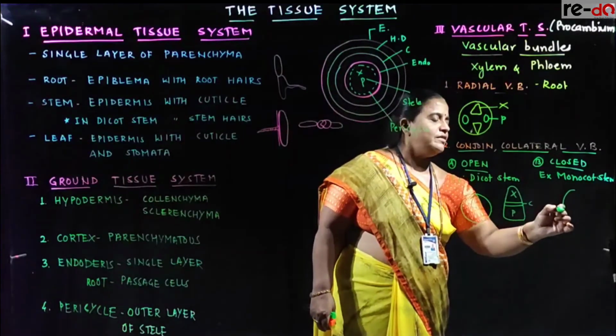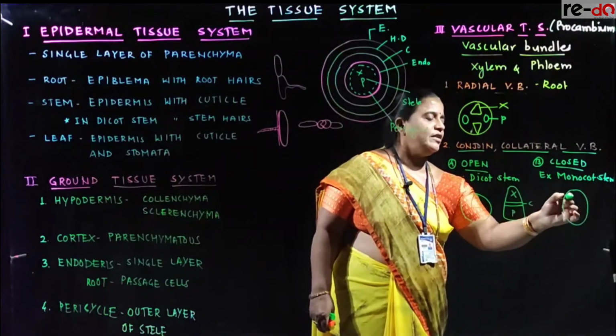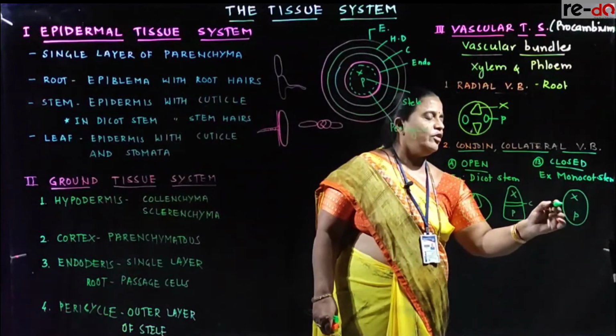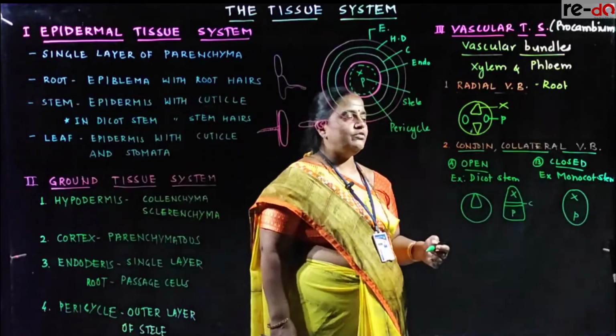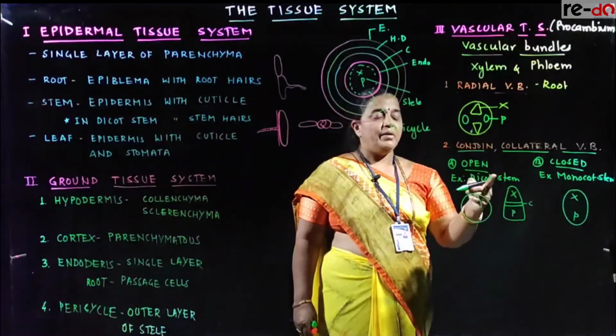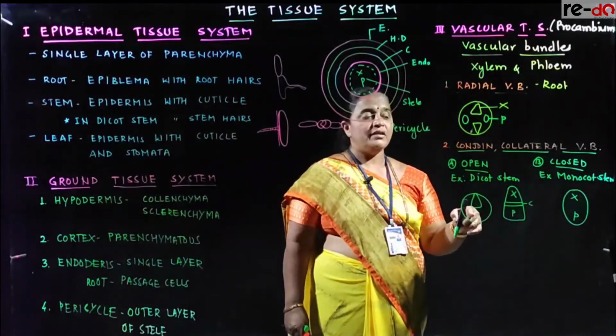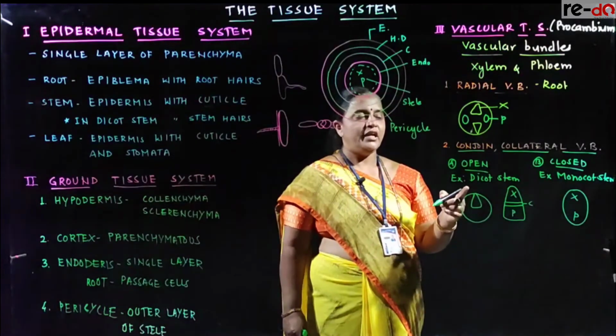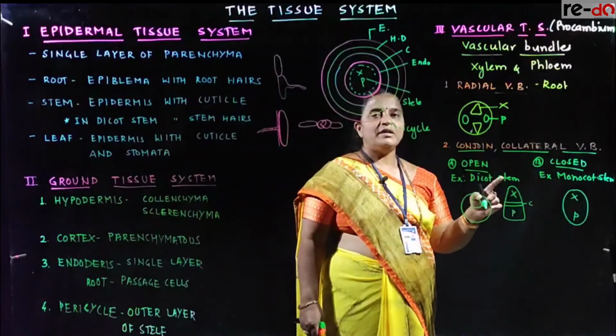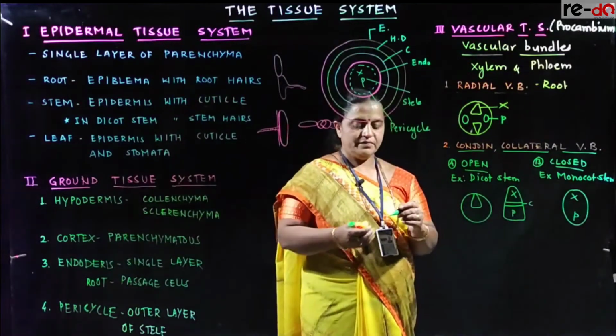While in monocot, this is the vascular bundle, xylem, phloem. Here you don't find cambium. So these bundles are called closed bundles. Depending upon the number of vascular bundles, there are 4 to 6 vascular bundles present in dicot and many vascular bundles present in monocot.